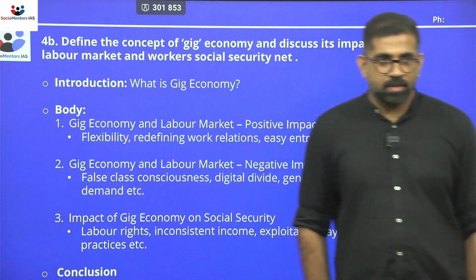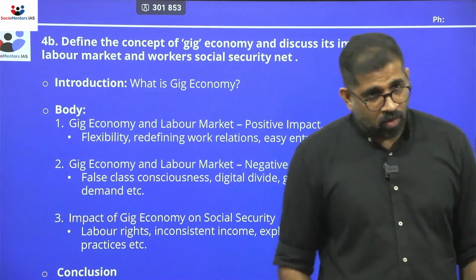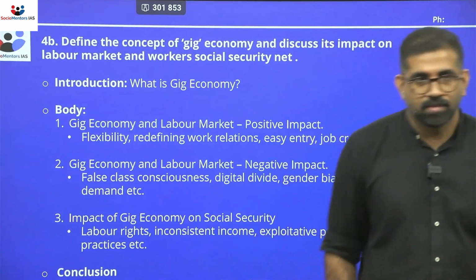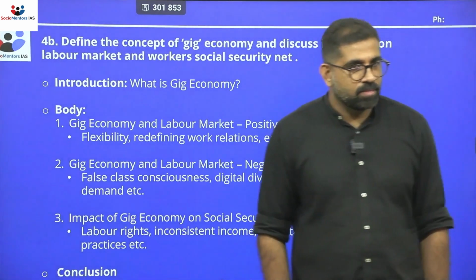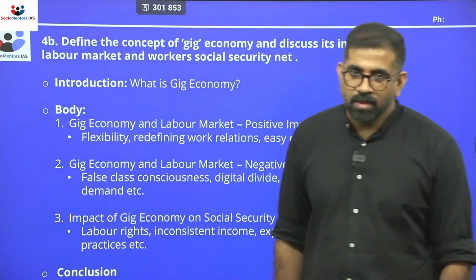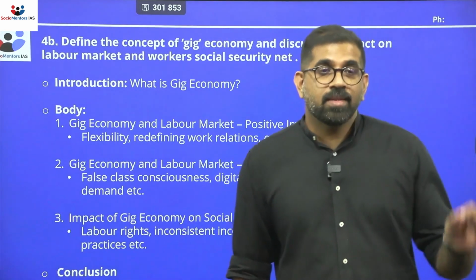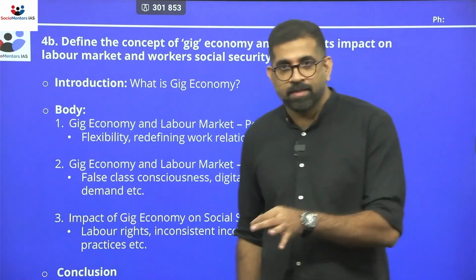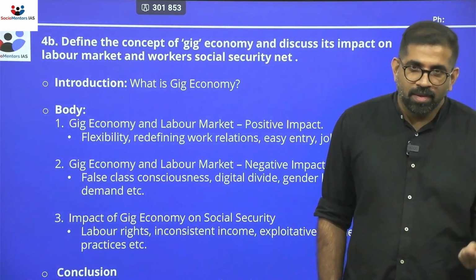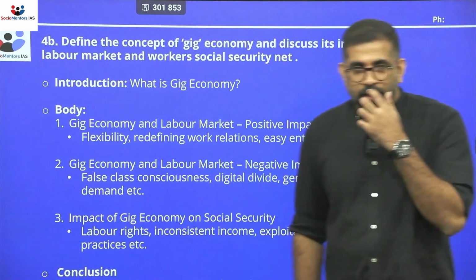Now suppose you are asked to write an answer for the question like examine the role of science and technology in social change. Directive is examine, meaning you don't have to write the counter argument. But in this question, you have to write the counter argument. Why? Because you are asked to examine the role of science and technology. The role can be positive role as well as negative role. Are you getting the point?